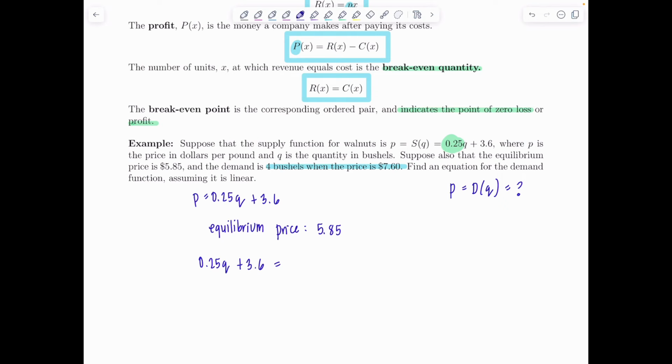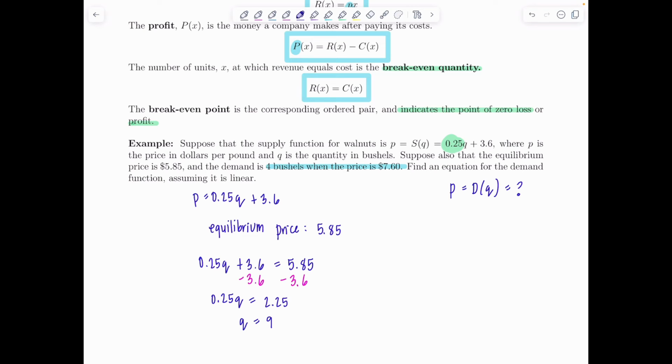So 0.25Q plus 3.6 equals 5.85. Subtract 3.6 over to the other side. And let's see, what do we got? 0.25Q equals 5.85 minus 3.6. This is 2.25 divided by 0.25. Q is 9.